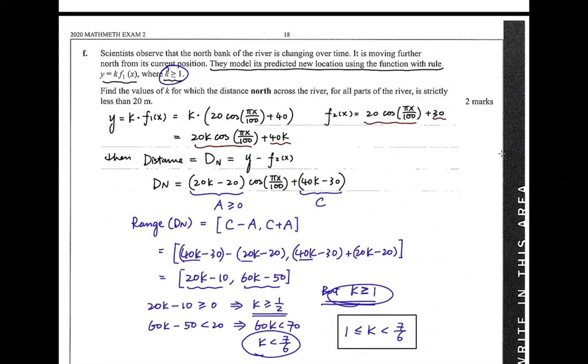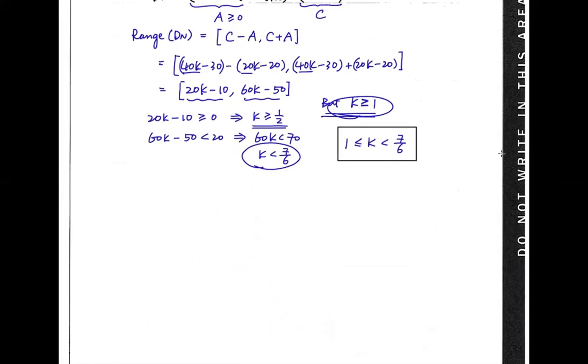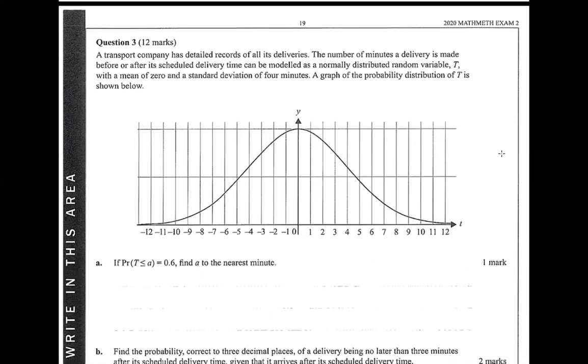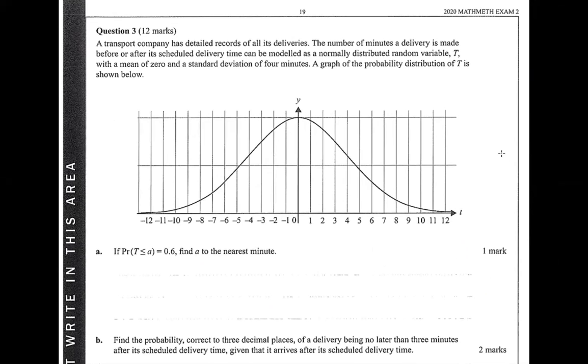All right. Moving on to the next question, I suppose. Question 3. Number of minutes a delivery is made before or after. Okay, before less than 0, after greater than 0. If t smaller than or equal to a has a probability 0.6, find a to the nearest minute.